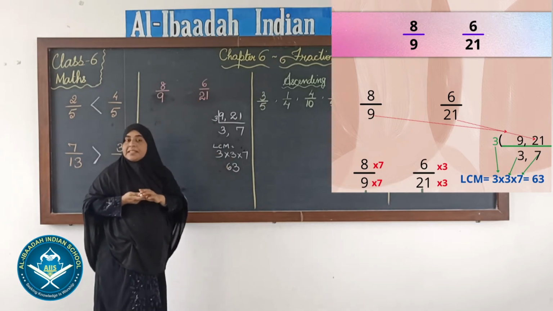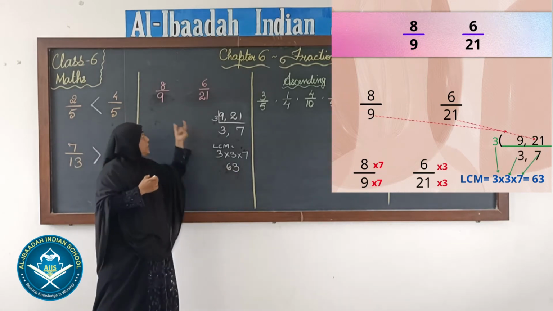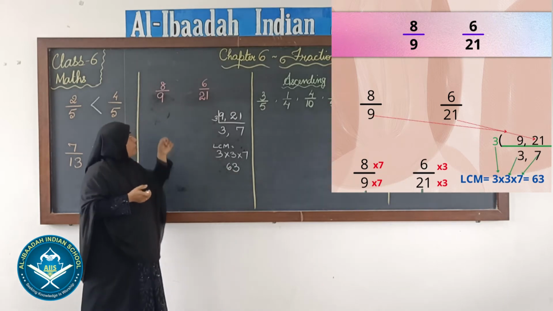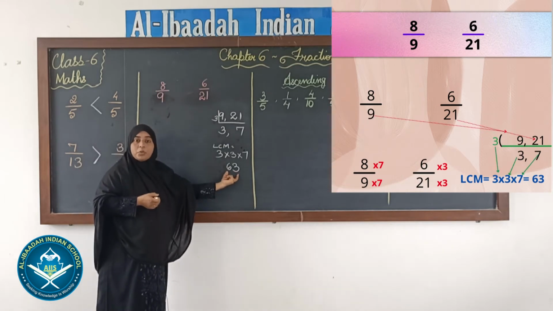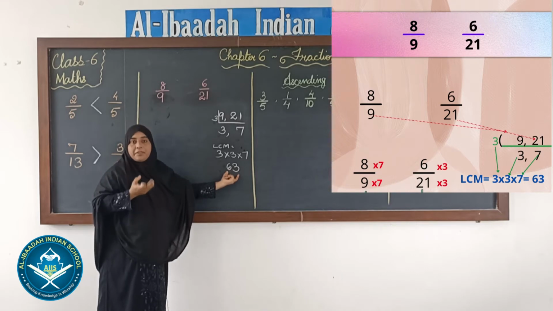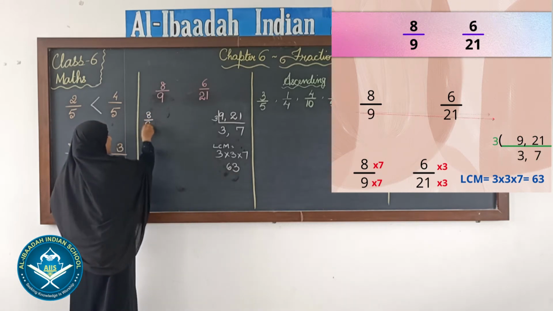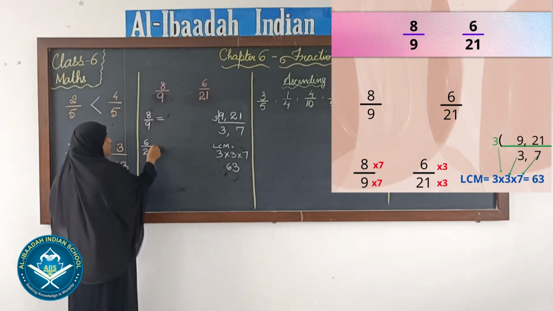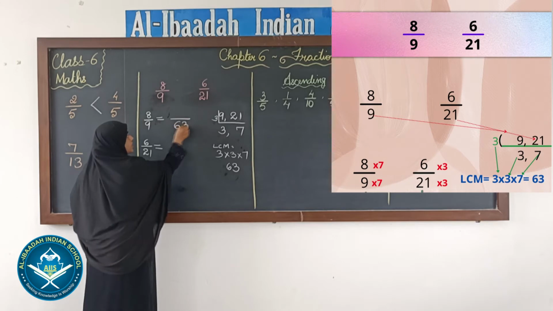Now what we have to do with this LCM? We need this LCM to change these denominators to this number. The next step that we have to do is to change these denominators to this. How will we do that? By finding the equivalent fraction. If you remember, we have done equivalent fraction, right? Now we have to find an equivalent fraction for 8 by 9 and also 6 by 21. For both we have to find the equivalent fraction where the denominator should be 63.